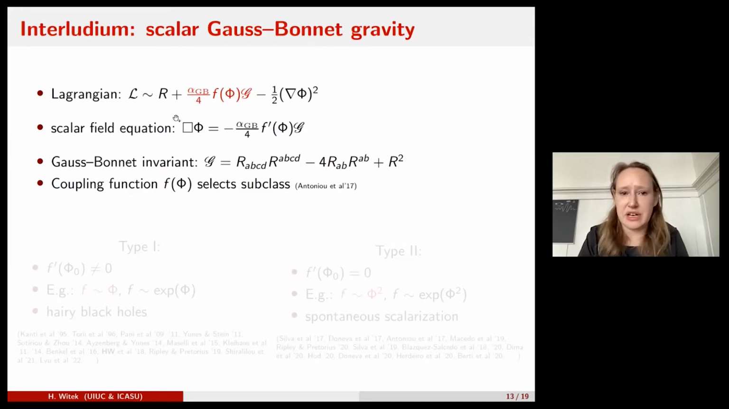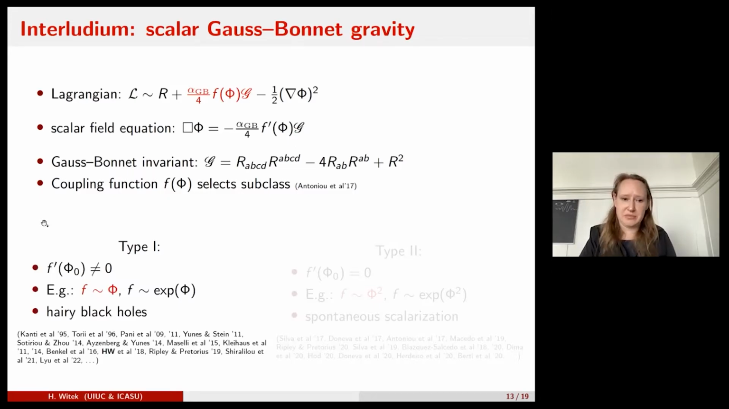And if you derive the scalar field equation, we get the scalar field sourced by the first derivative of this coupling function f with respect to the scalar field times the Gauss-Bonnet invariant. What's important here is that the choice of this coupling function actually selects two subclasses, or two types, where black hole properties can be quite different. So let me go over these two types first and then show you results of our calculations.